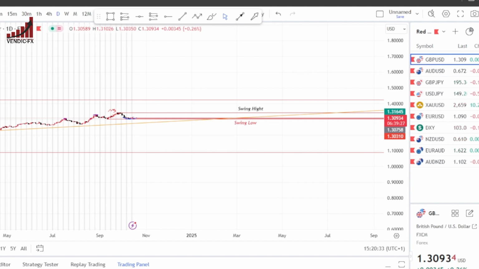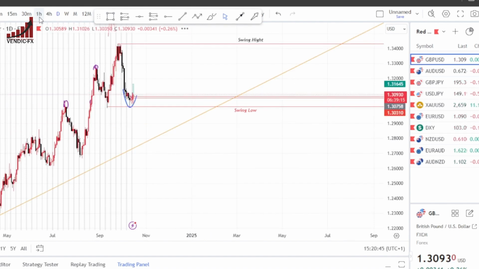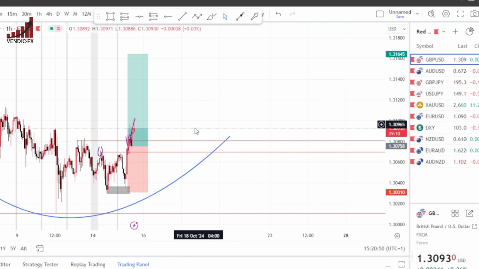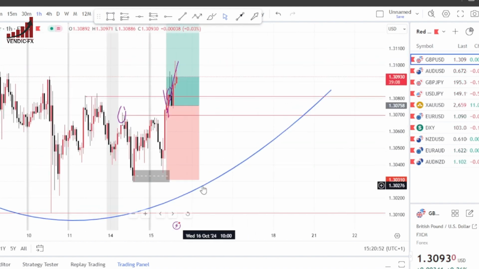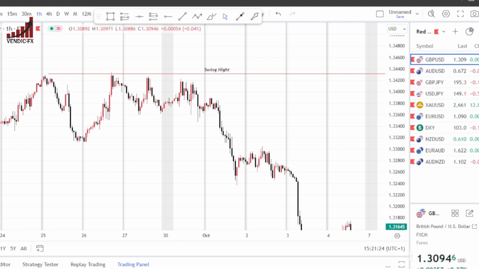Liquidity is always established at a level where stop orders are resting. That's where we can find liquidity. Liquidity is formed where stop orders are being placed in the market. So we have buy side and sell side liquidity. Please put all this into consideration so that you won't fall into a liquidity grab.